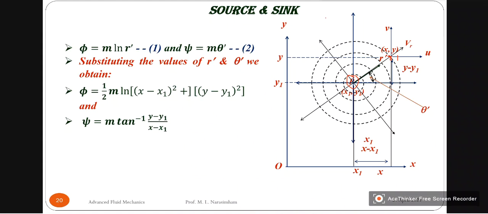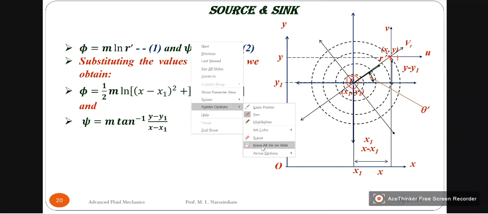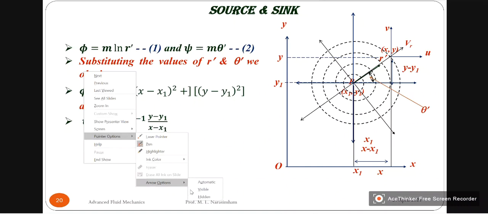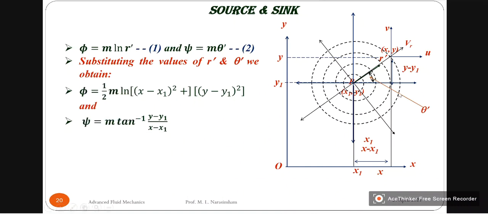Now for this case, instead of considering the source being here, now the source is here. So what is the expression? The expression is phi is equal to m log r dash. I will call it as r dash.